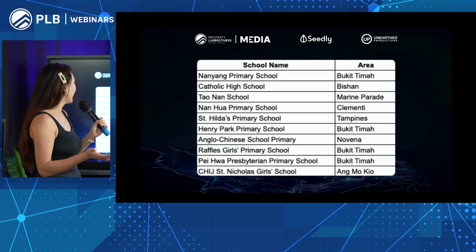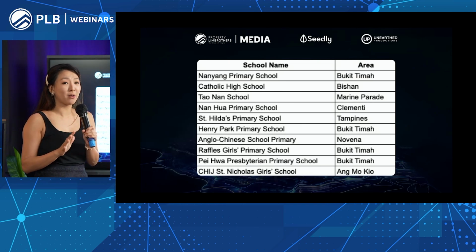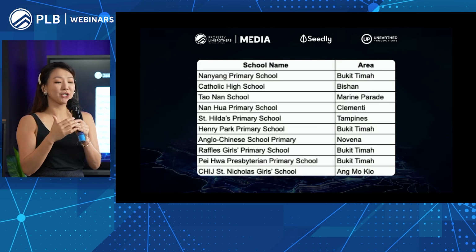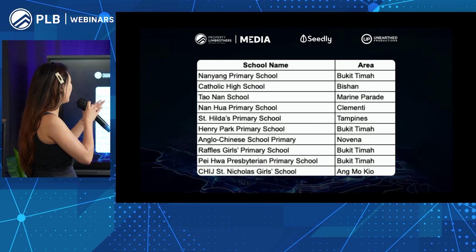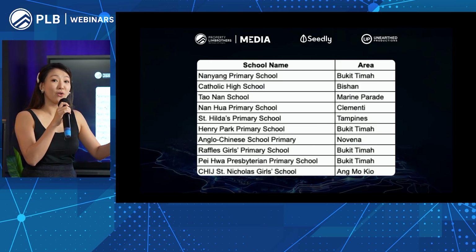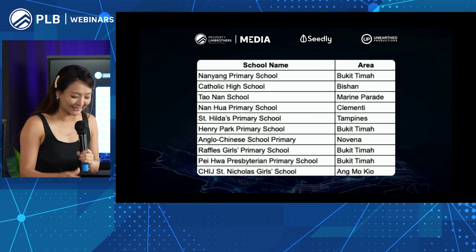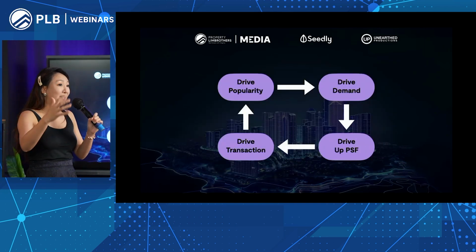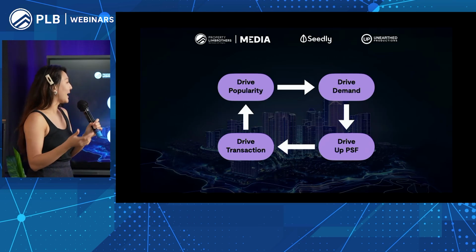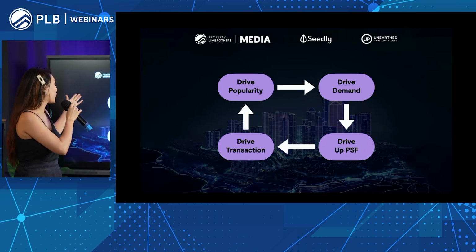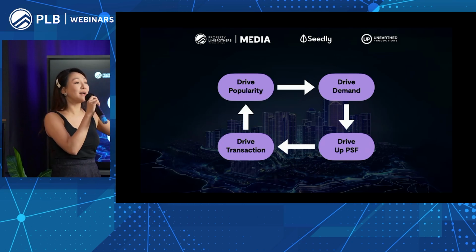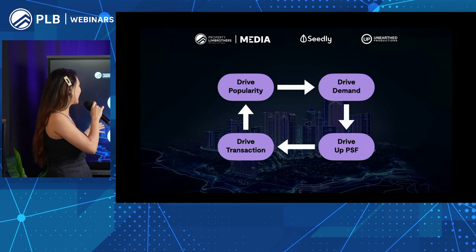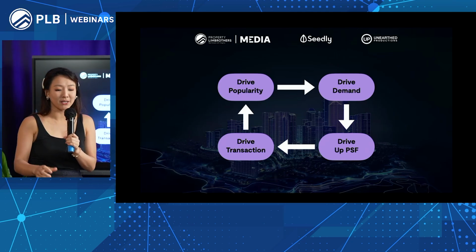So, just a brief idea of the top 10 most popular primary schools as of this year. You need to know that year on year, there might be some changes in the ranking. It will be good for you to know from top 1 all the way to 20 at least. The idea is that if you are near a popular primary school, most likely it will drive popularity. You will definitely see increased demand. Because of that, if you have more transactions, it will eventually drive up the PSF.